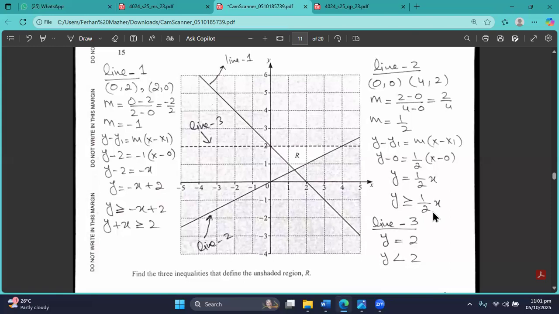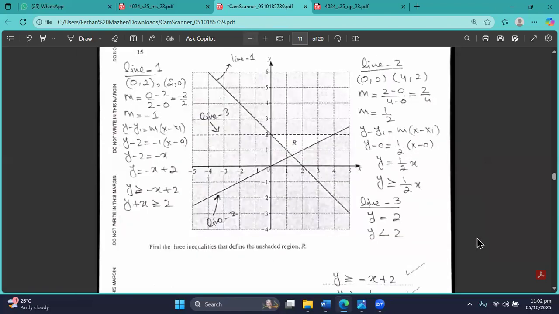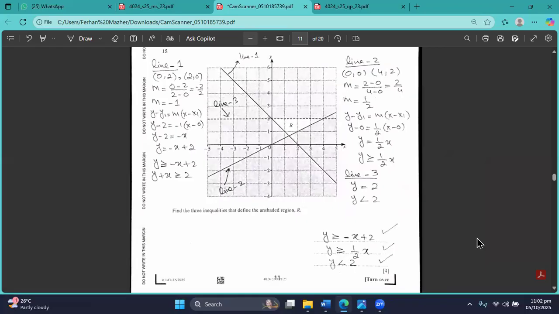Then this dotted line is a horizontal line. The equation of a horizontal line is always y equals a constant, and because the y-intercept here is 2, this is y equals 2. The required area R is below this dotted line, so the crocodile's back should be towards the y. So I write y is less than 2. I have not put the equals sign there because this is a dotted line. So these are the three inequalities, and we can write them in the answer space.